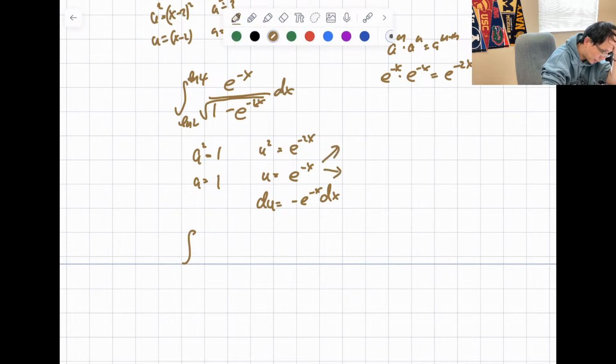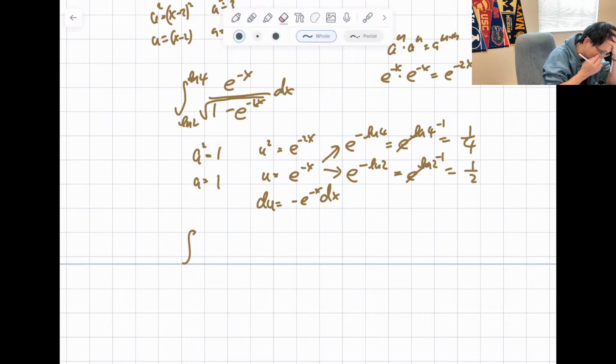So it'll be e to the negative ln of 4, which would be e to the ln of 4 to the negative 1. So that's equal to 1 over 4. e to the negative ln of 2: you cannot cancel e and negative, so e to ln of 2 to the negative 1. 2 to the negative 1 is 1 over 2. So far, any questions?